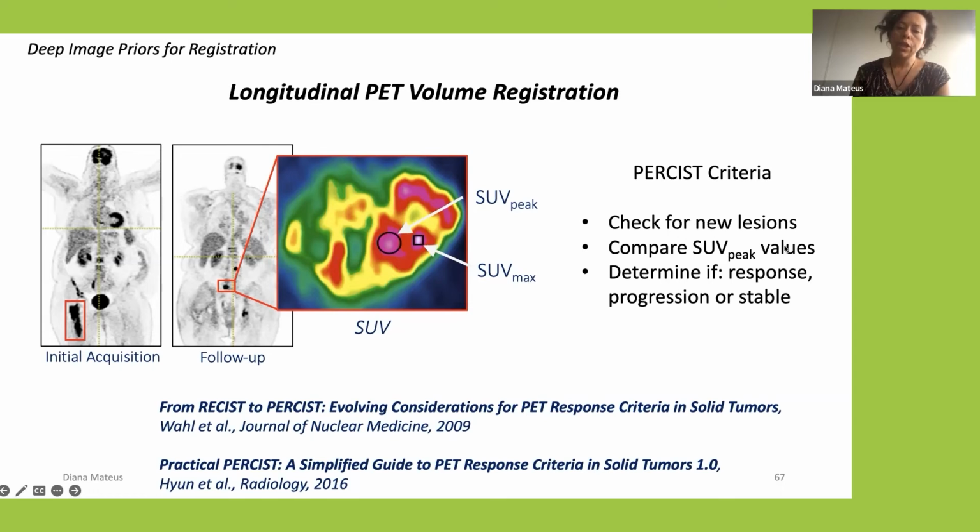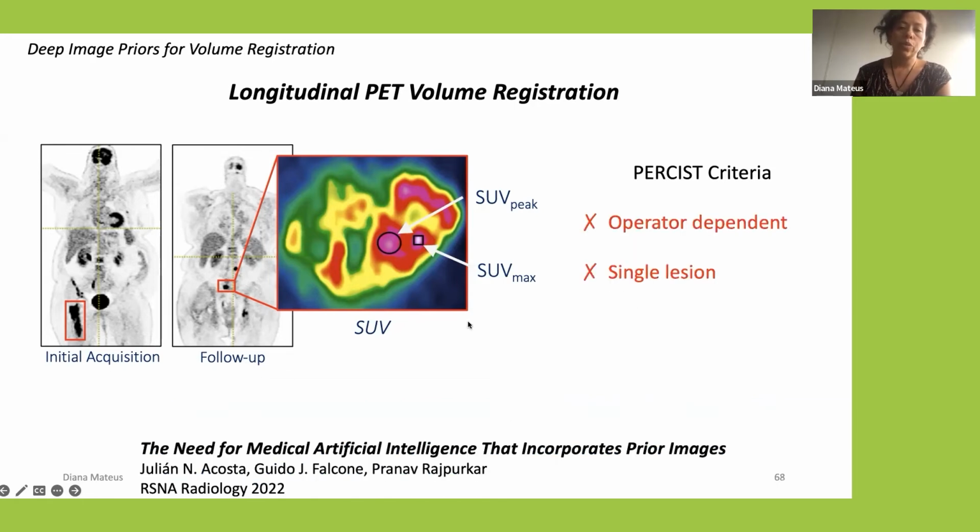They are also going to check for new, appearing lesions, and the quest of this type of criteria is to determine if the patients are responding to a given treatment, if they are progressing, or if they are stable. So you can imagine that this is quite operator dependent. We are dealing with volumes. You have to scroll through the volumes, and focusing on a single lesion is probably not ideal. The response could be, for instance, heterogeneous across the body.